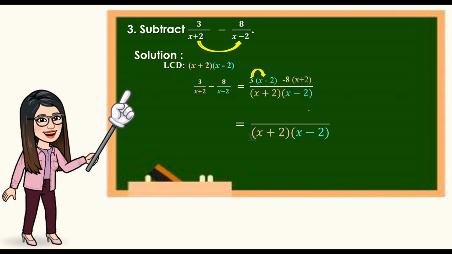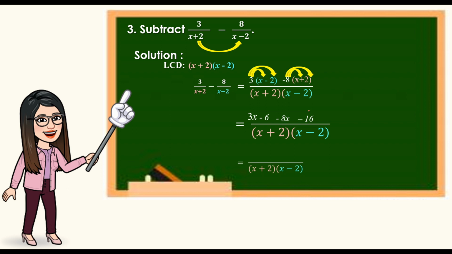So 3 times x is 3x. 3 times negative 2 is negative 6. Negative 8, just be careful, you have to include the sign. It's negative 8 times x is negative 8x. Negative 8 times 2 is negative 16. Okay? And then combine like terms.